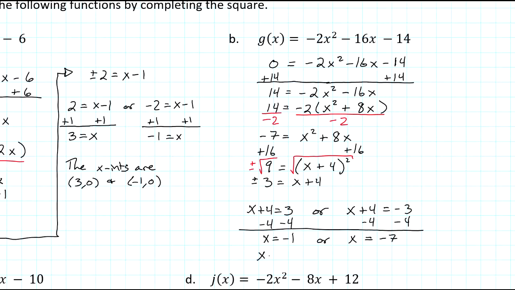So our x-intercepts are negative 1, 0, and negative 7, 0.